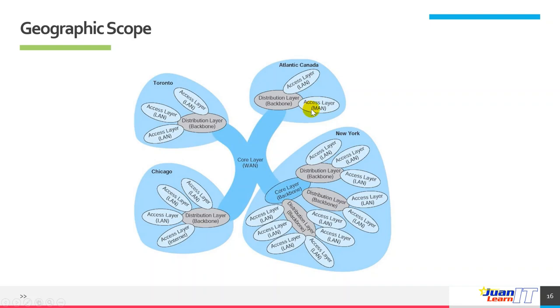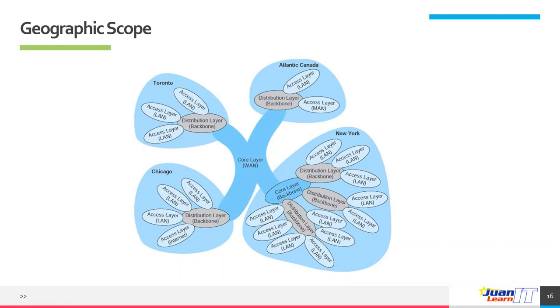The New York section, this one here, is more complex, having its own core network component, a backbone network connecting into the core one, which in turn supports three distribution layer BNs. Each of these supports several access layer LANs.